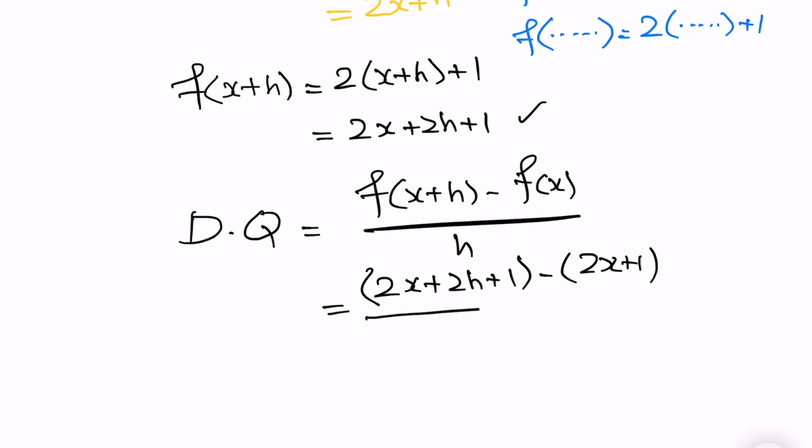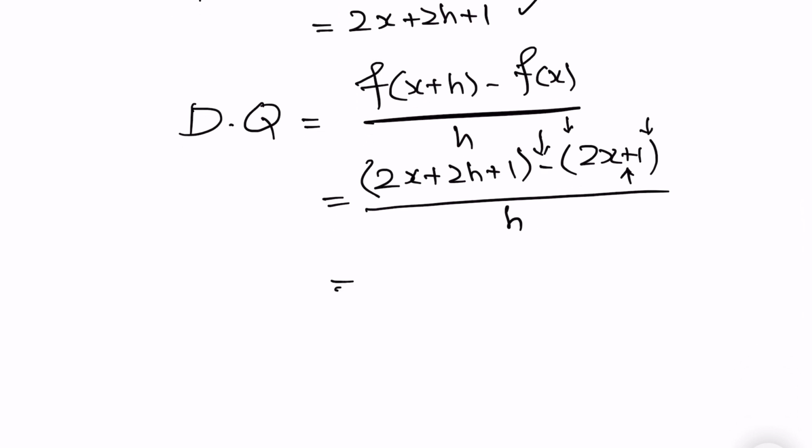Here students make a mistake when they don't use the parentheses. If you have a negative here, make sure to use parentheses. It's a common mistake. Students forget, and when they forget the parentheses, they make a mistake here. Okay, be careful.